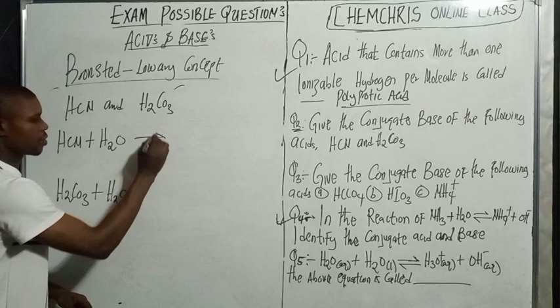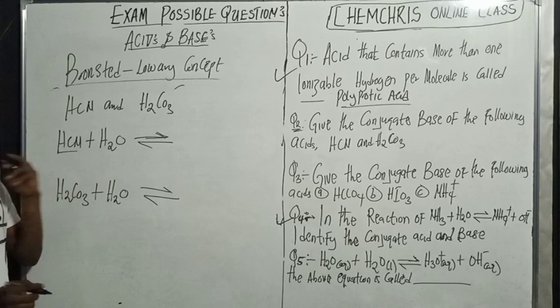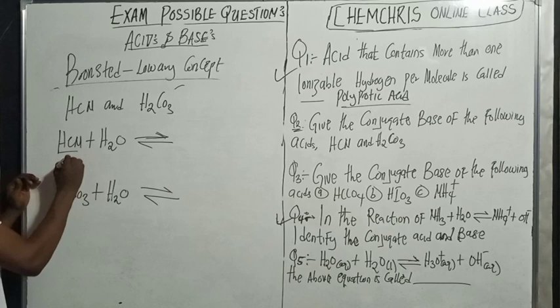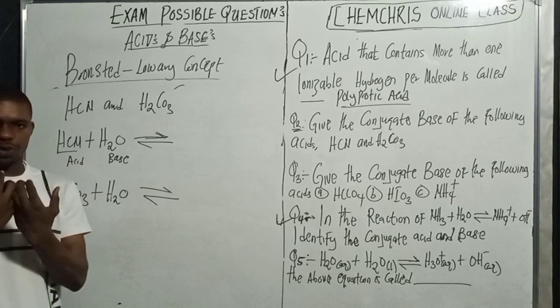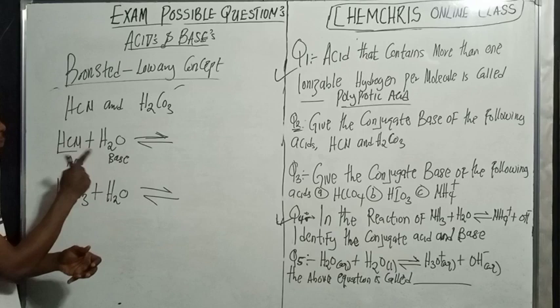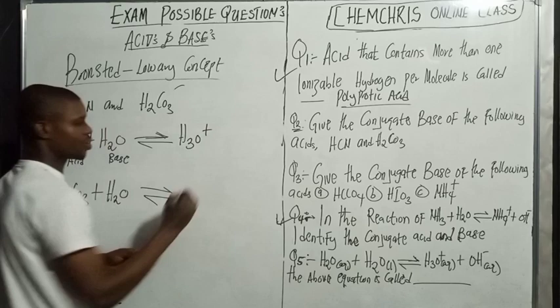Now, what will happen here? This acid will donate a proton, while water accepts a proton, right? Here is the acid, here is the base. So this water is going to accept a proton, because a base accepts a proton while an acid donates a proton. So this guy donates a proton to the other one here. How many hydrogens do we have here? Two. When it accepts one hydrogen, it becomes three. So you're going to produce H3O+ ion. This is called hydronium ion.